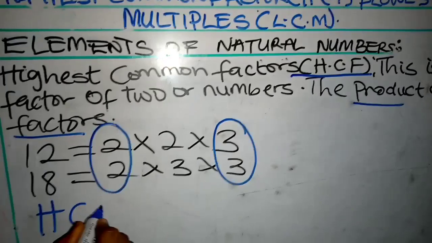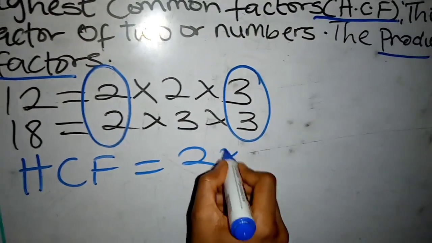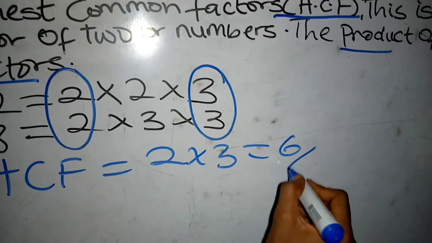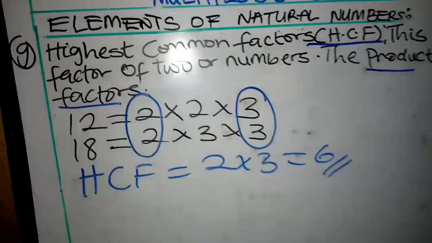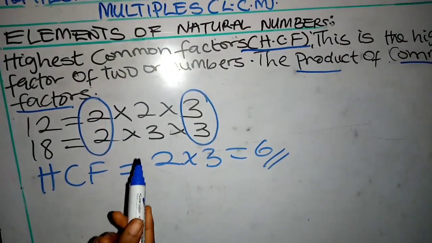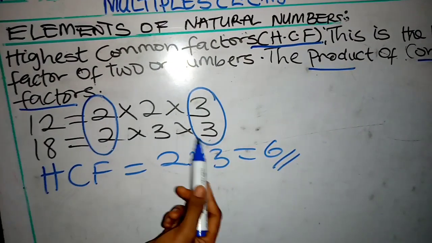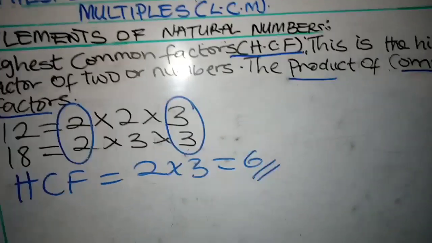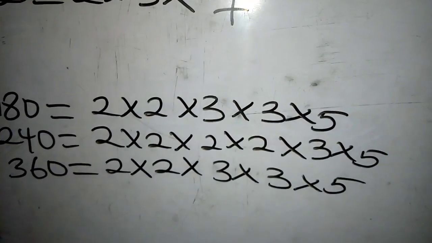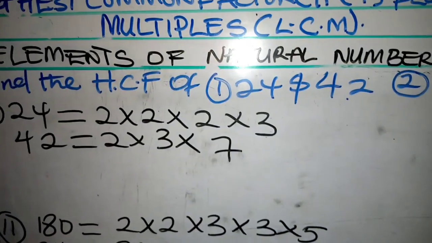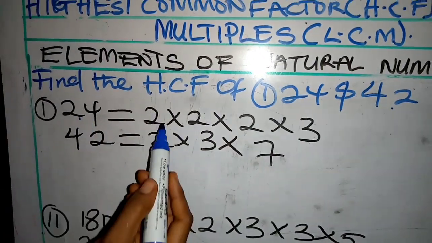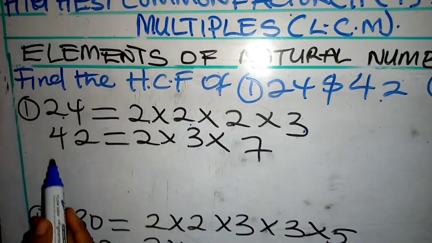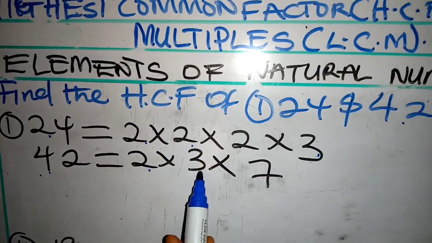So the HCF will be 2 times 3, which is 6. Therefore the highest common factor is 6. Once you get the common factors between the numbers, you multiply them together, and that is what you get as the highest common factor. So for the HCF of 24 and 42, we find the factors of 24, which are 2, 2, 2, and 3, and the factors of 42, which are 2, 3, and 7.